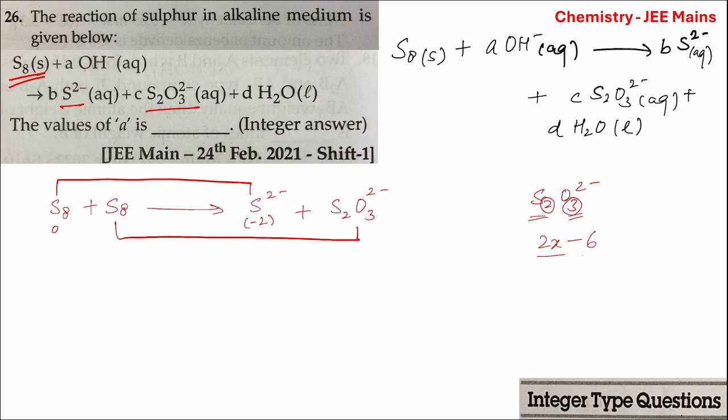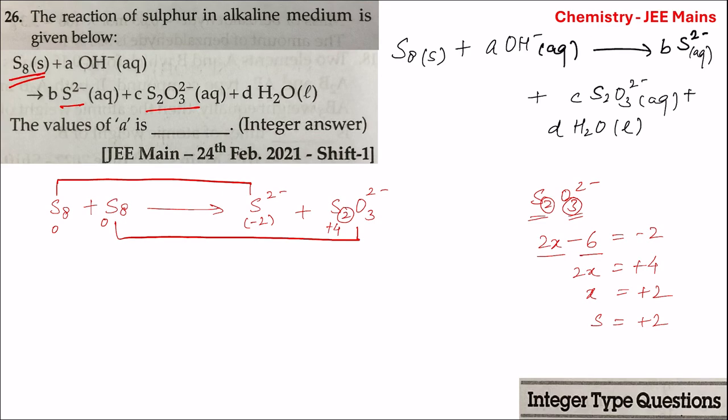So 2x minus 6 is equal to -2. So 2x is equal to +4, x is equal to +2. Each sulfur atom has oxidation state of +2. So 2 sulfur atoms will be having oxidation state of +4. तो यहाँ पे 2 सल्फर एटम्स हैं, तो 2 सल्फर एटम्स का ऑक्सीडेशन स्टेट हो गया +4. तो यहाँ S8 में 0 है और S2O3 2- में टोटल ऑक्सीडेशन नंबर है +4. तो यहाँ पे ऑक्सीडाइज हो रहा है.